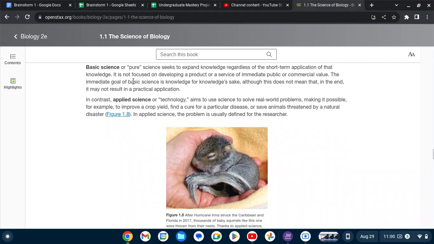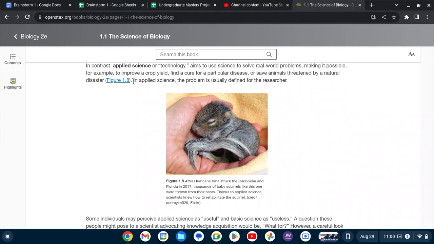Basic science, or pure science, seeks to expand knowledge regardless of the short-term application of that knowledge. It is not focused on developing a product or a service or immediate public or commercial value. The immediate goal of basic science is knowledge for knowledge's sake, although this does not mean that, in the end, it may not result in a practical application.